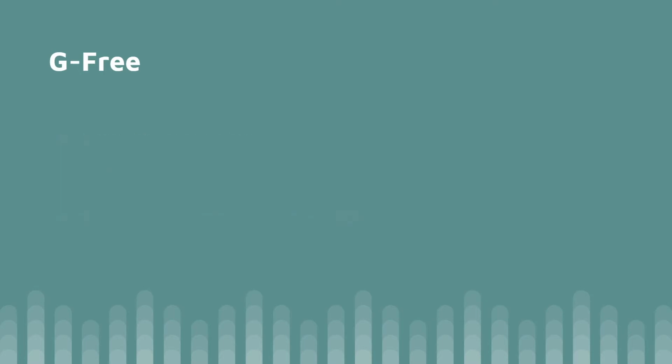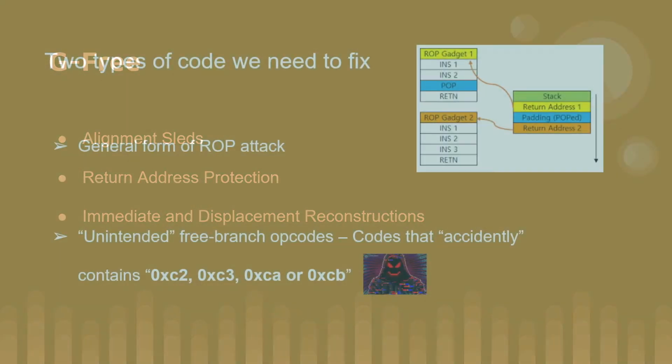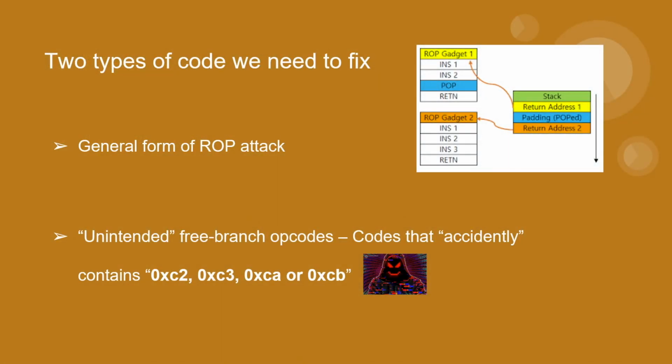In the paper, the authors describe 8 different techniques of changing different kinds of exploitable code to harmless code. We will just talk about the 3 most interesting ones in this presentation. They are alignment sleds, return address protection, and immediate and displacement reconstructions. There are 2 things that we want to keep in mind while we talk about the techniques.